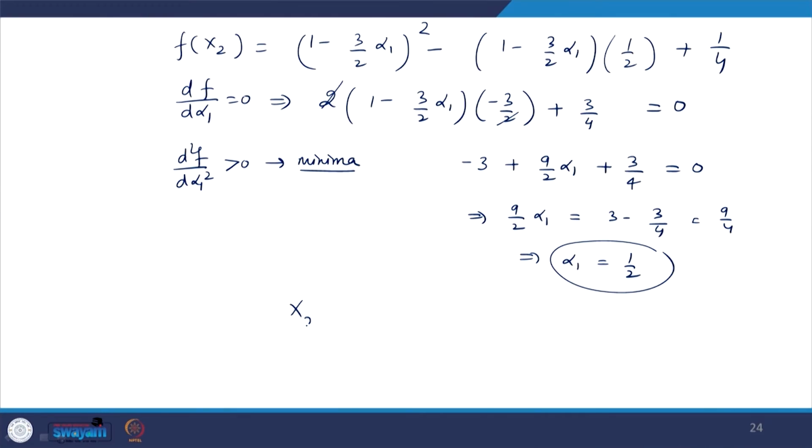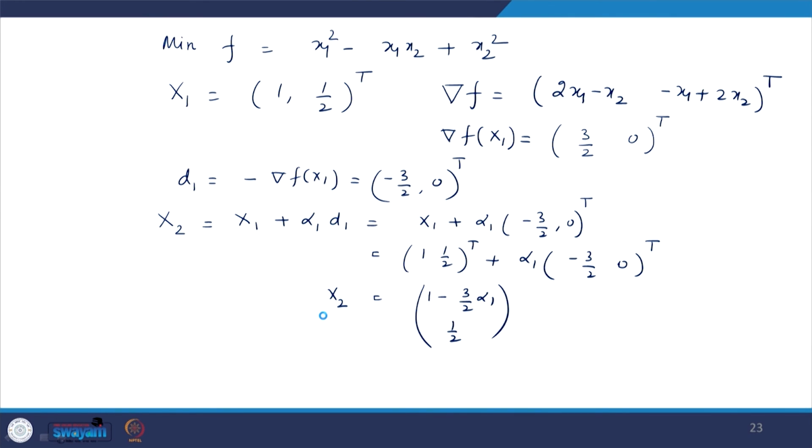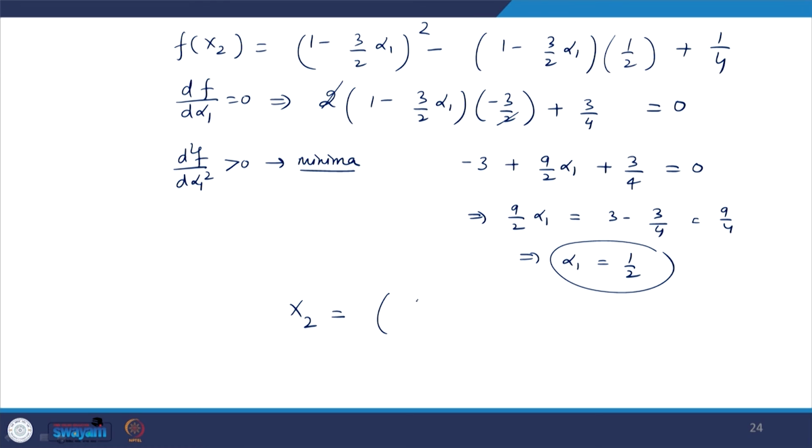So, what will be x2 now? x2 is nothing but, now I substitute alpha 1 here. Alpha 1 is what? 1 by 4. So it is (1 by 4, half) whole transpose. So this is x2.